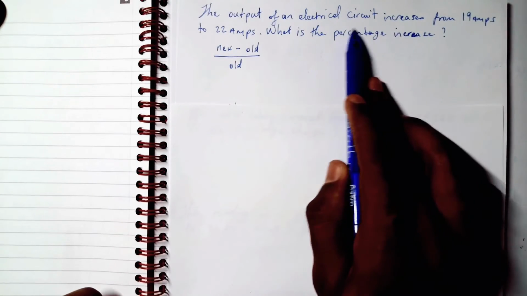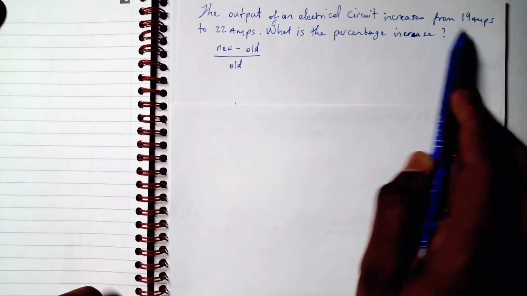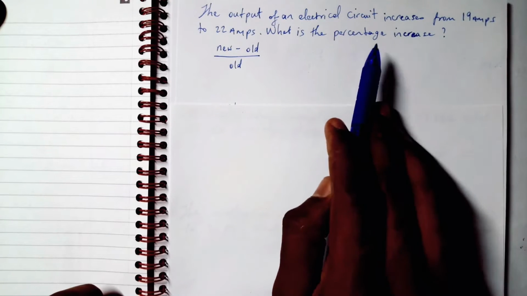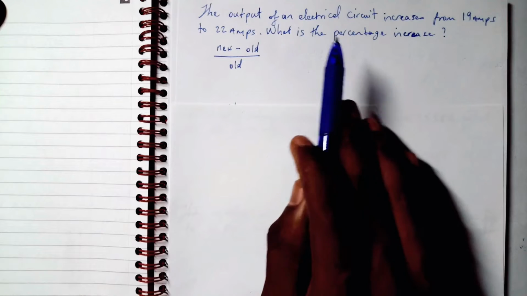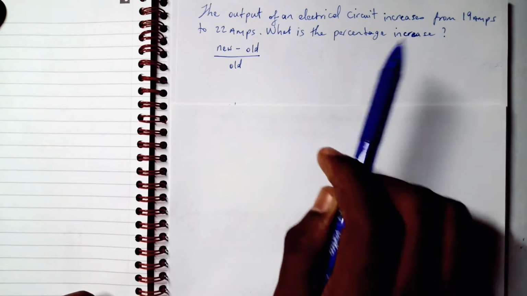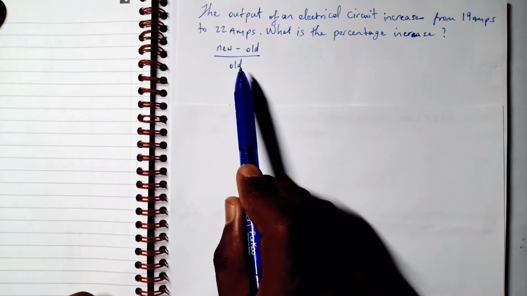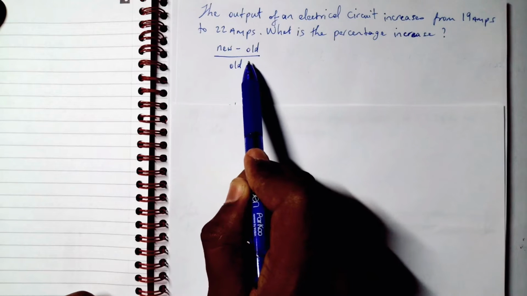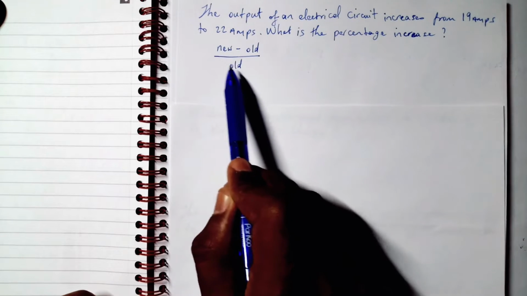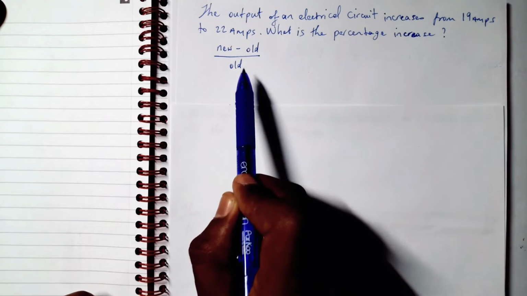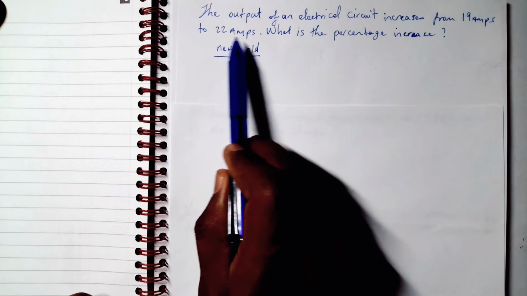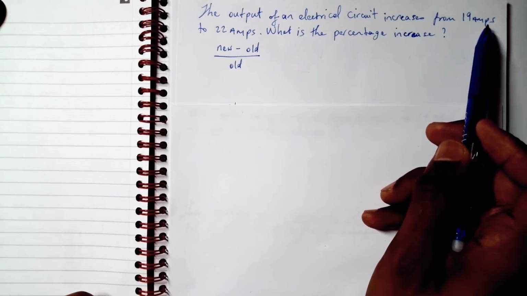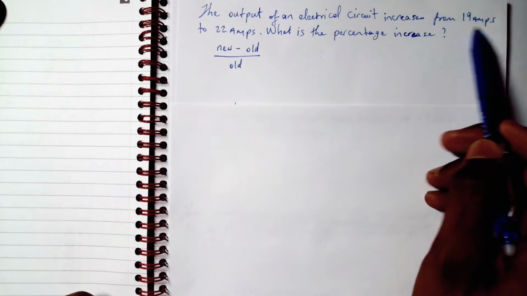The output of an electrical circuit increases from 19 amps to 22 amps. What is the percentage increase? Whenever you're doing percentage change or percentage increase questions, there's always one basic formula you must remember: the new value minus the old value divided by the old value. This gives us the percentage change. In this case, the new value would be 22 amps. The old value would be 19 amps.